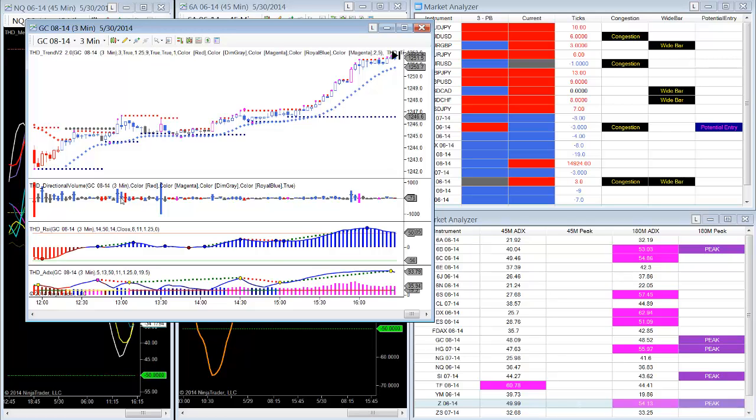Now, the way the volume bar is colored is if there is a high when compared to the previous bar, the volume bar will be blue.